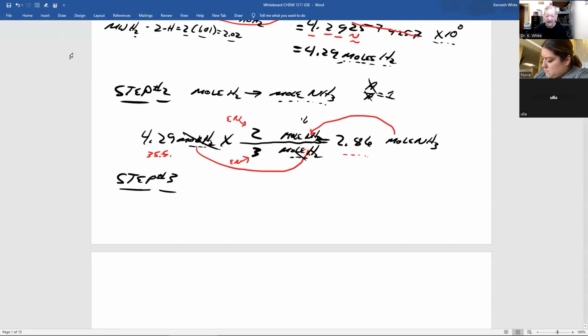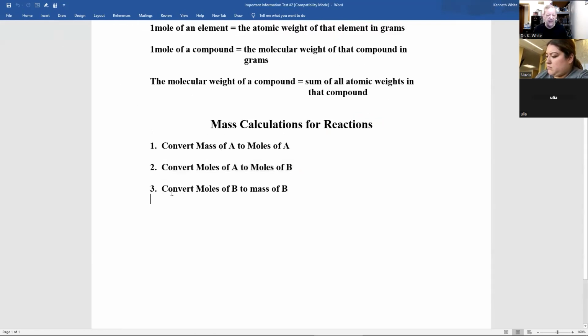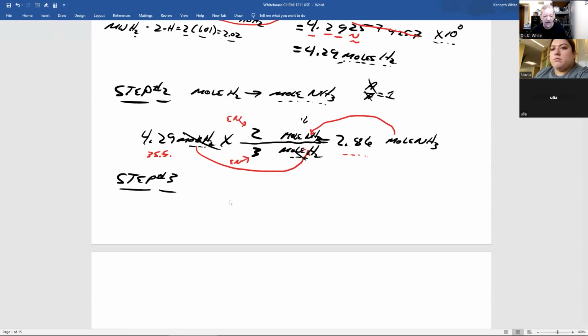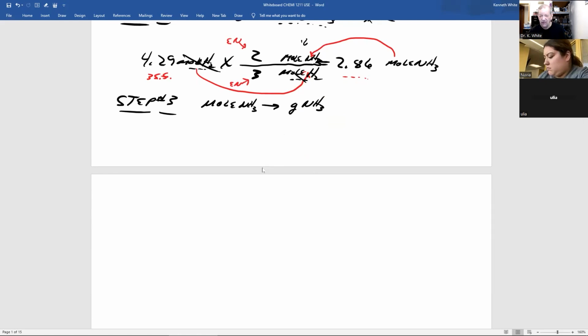All right, step 3, and in case you forgot. Step 3 is to convert moles of B to grams mass of B. Moles of B to grams of B. What's B? Whatever you're trying to get to. And that would be, we're trying to get to grams of ammonia. So we just figured out moles of ammonia. We want to get to grams of ammonia. And the only number I have to work with is moles of ammonia, I just calculated.